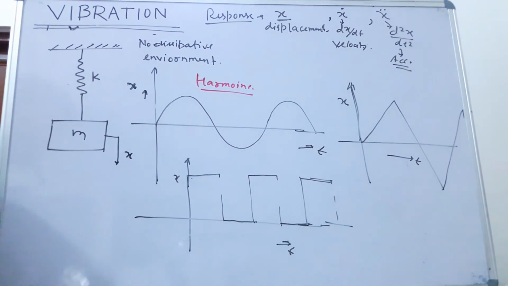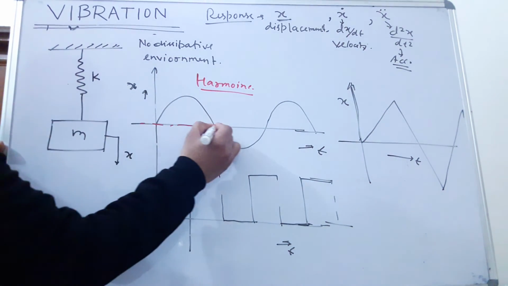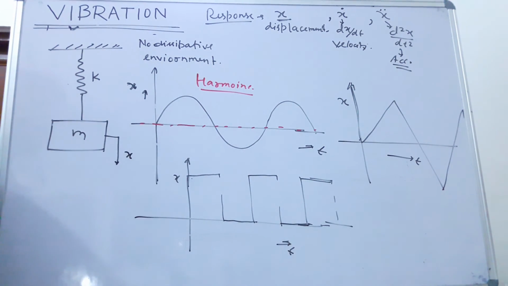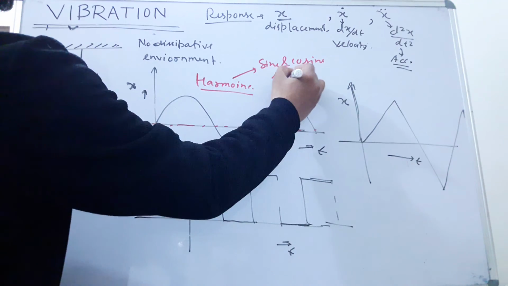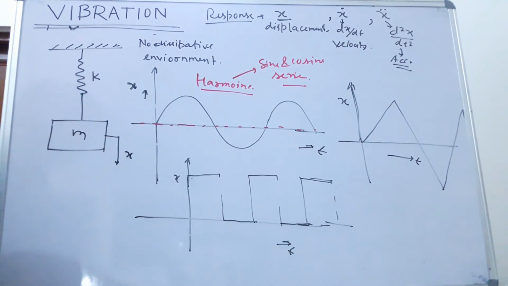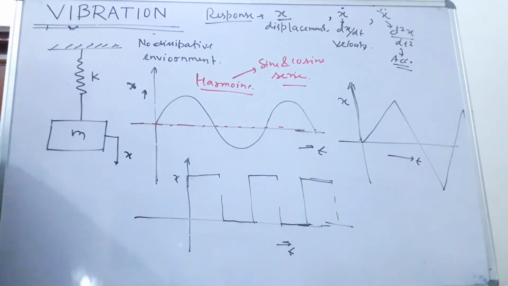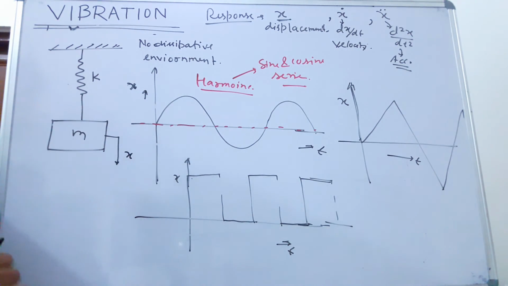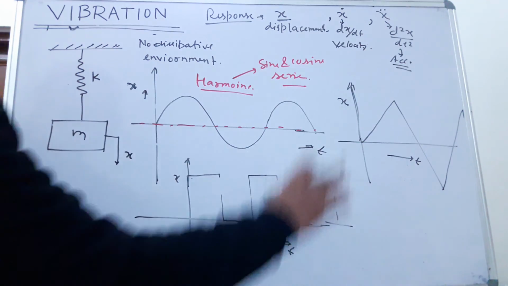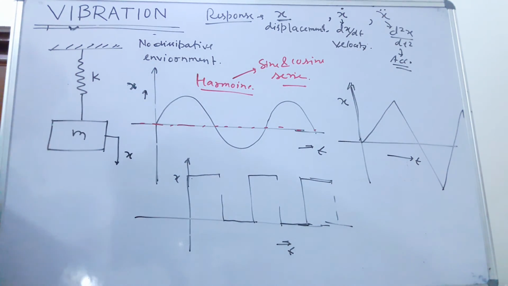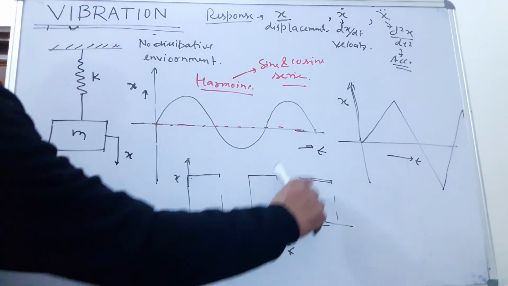Means the response of the system, basically displacement from the mean position, is varying harmonically, means it is a linear combination of sine and cosine series. Means displacement can be written as the linear combination of sine and cosine series. Here the response is something different. How does it differ? Because it does not vary sinusoidally, means it is non-harmonic, and in the third case the distribution is like this.